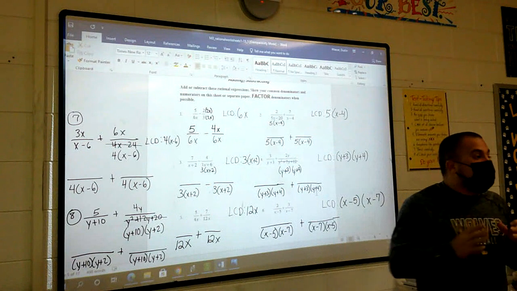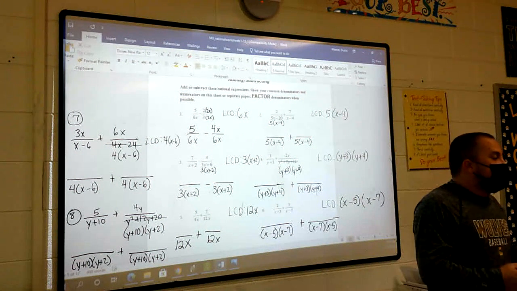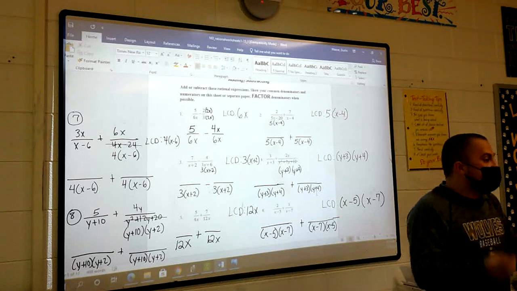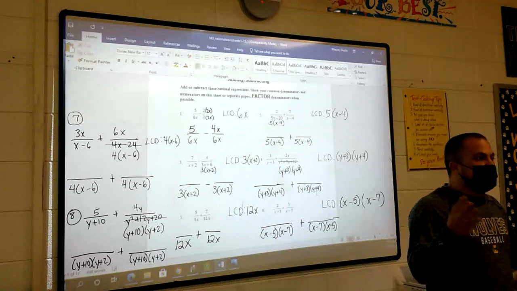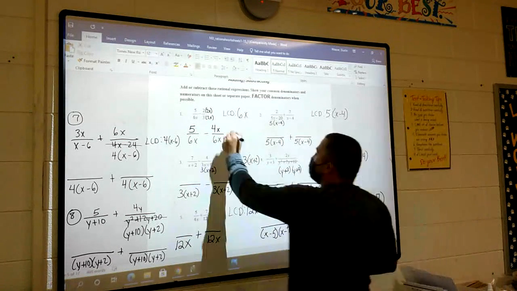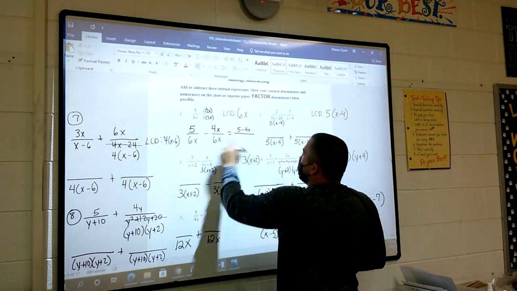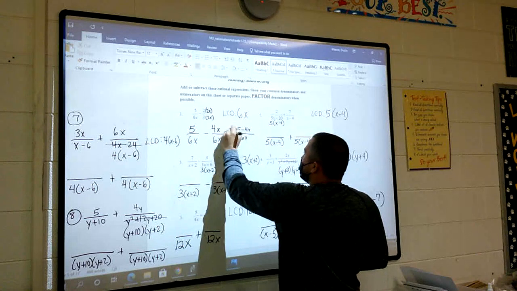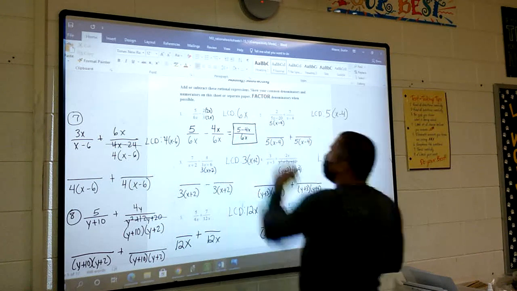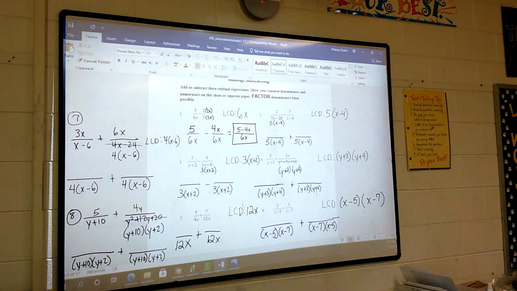Now you can't do that and say that's 1x. No, that would be if it was 5x minus 4. 5 minus 4x, there's nothing you can do. So we just write it: 5 minus 4x over 6x. And that would be our final answer. So you just write them as one fraction at the very end. And that is all we're doing.